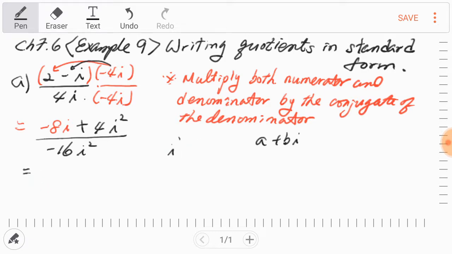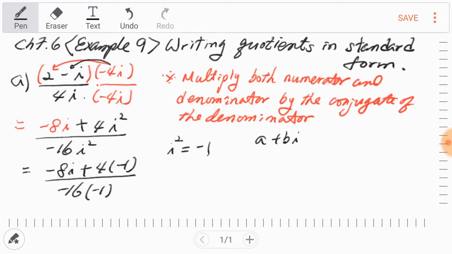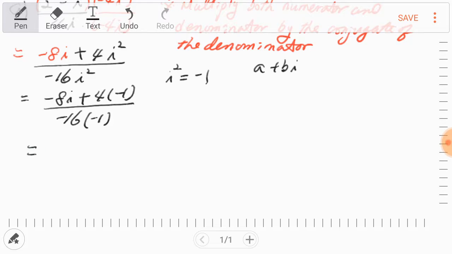Also we know that i squared is equal to negative 1. So the numerator is negative 8i plus 4 times negative 1, over the denominator negative 16 times i squared, which is negative 1. Then this is equal to negative 8i, 4 times negative 1 is negative 4, over negative 16 times negative 1, positive 16.